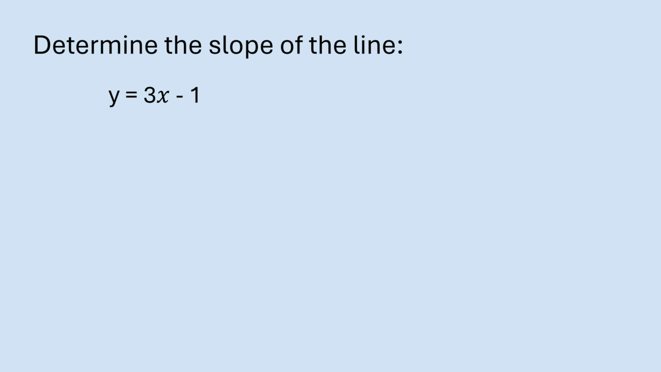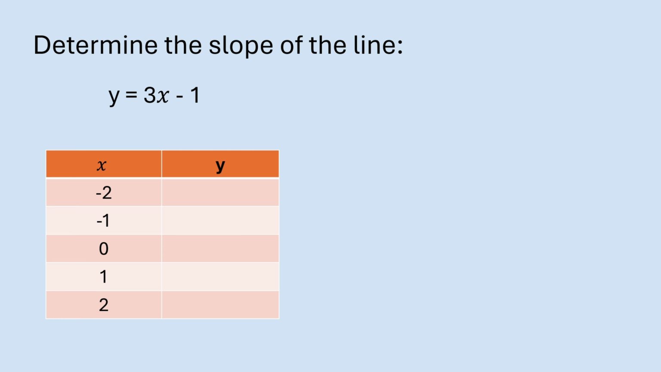Determine the slope of the line. This is the second example. y = 3x - 1. Plug each x into y = 3x - 1.